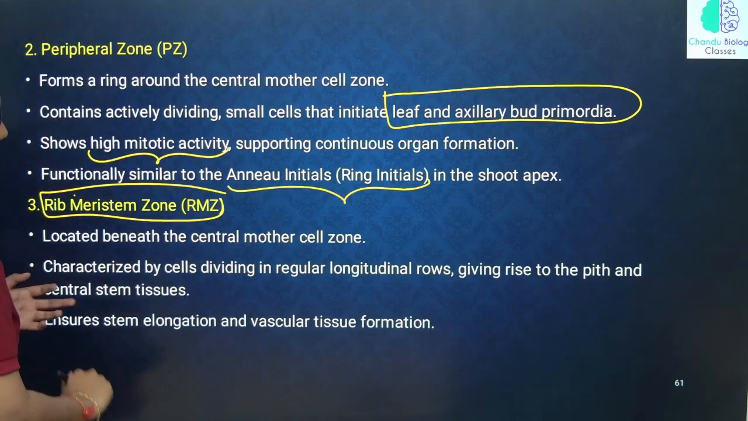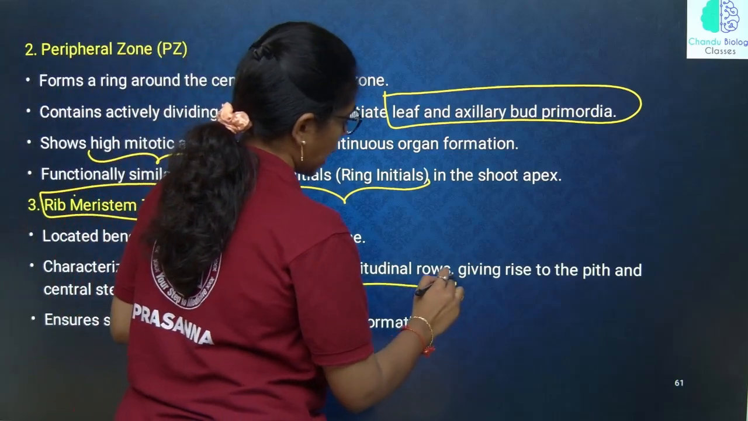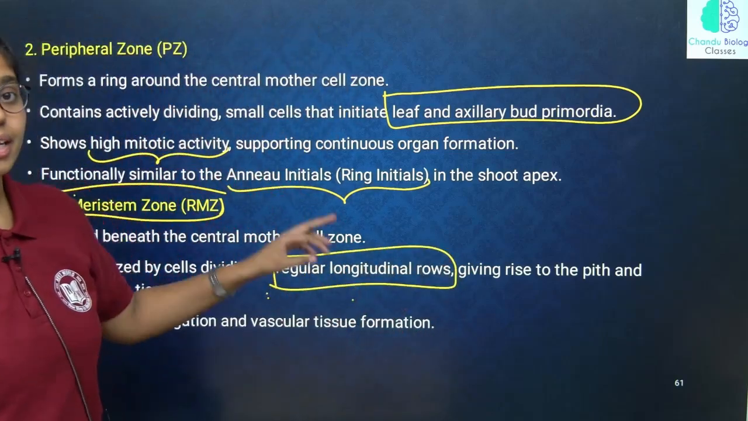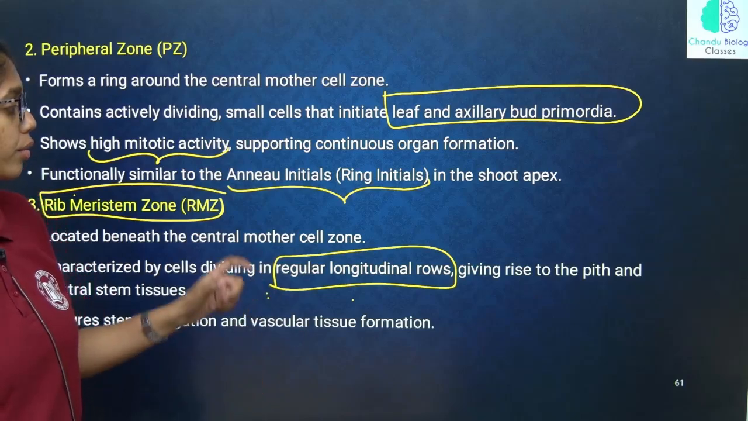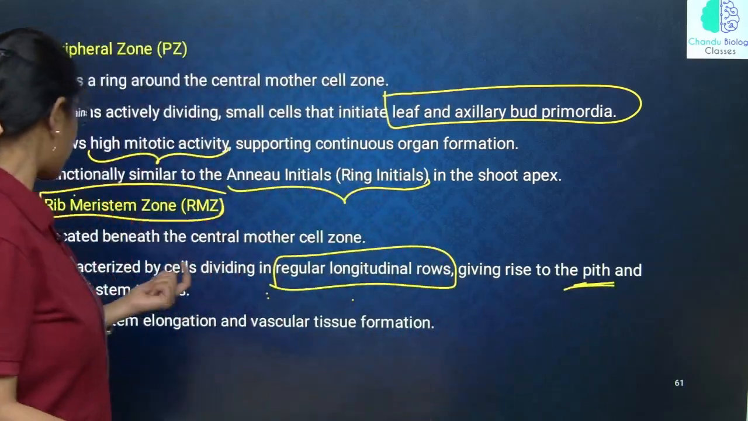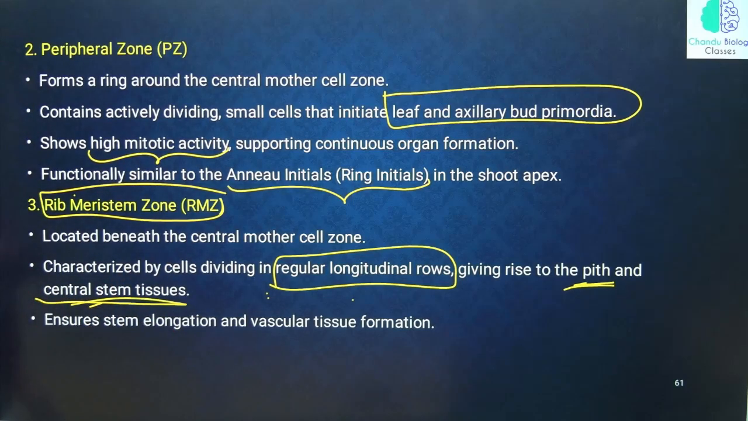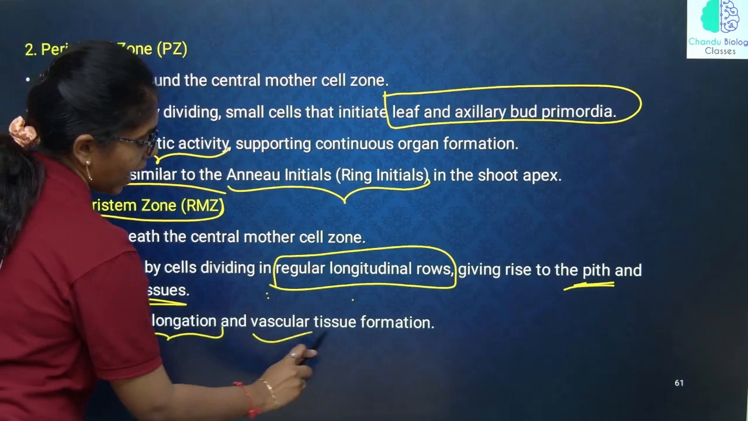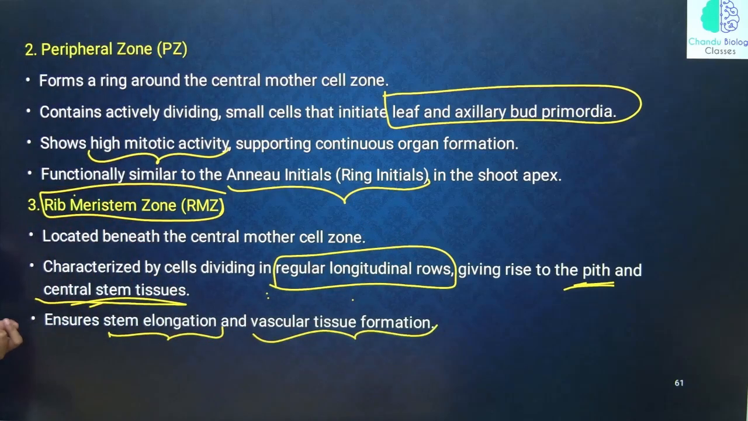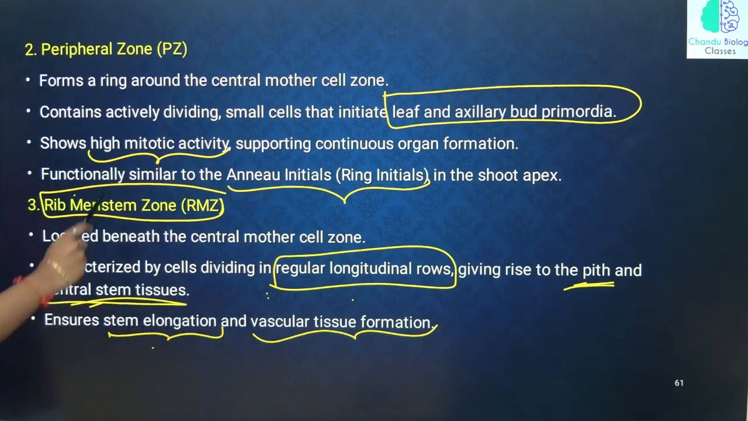The third type of zone is the rib meristematic zone, which is located beneath the central mother cell zone. It is characterized by cells dividing in regular longitudinal rows, giving rise to pith and central stem tissues. This ensures stem elongation and vascular tissue formation.